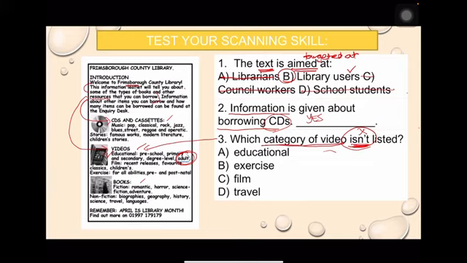Well, even though you don't see the word category, we could actually understand that the words education, film, and exercise are referring to the category. So which one is not mentioned? Yes, you are right. The answer is D. This is not mentioned, whereas the others are mentioned and it is crystal clear.